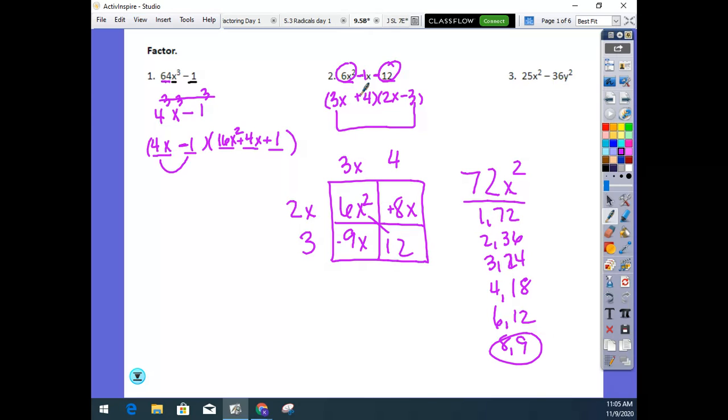Number 3 does not have a GCF. This is a special pattern, the difference of 2 squares. So break apart 25x squared into squares. 5x times 5x, 36y squared, 6y, 6y, one's a plus, one's a minus. So these are all of the different patterns that you've got to know in order to factor.